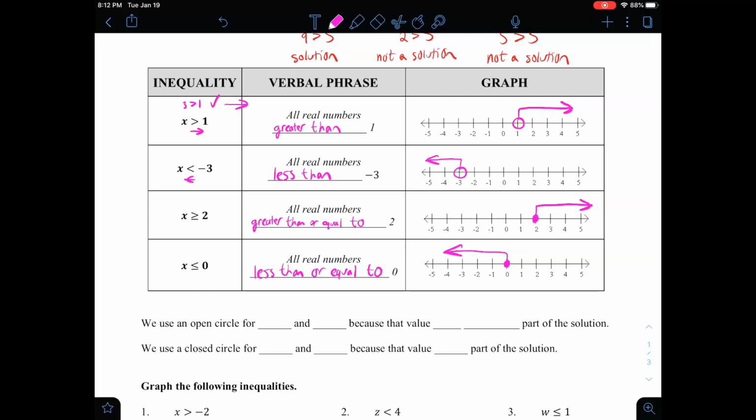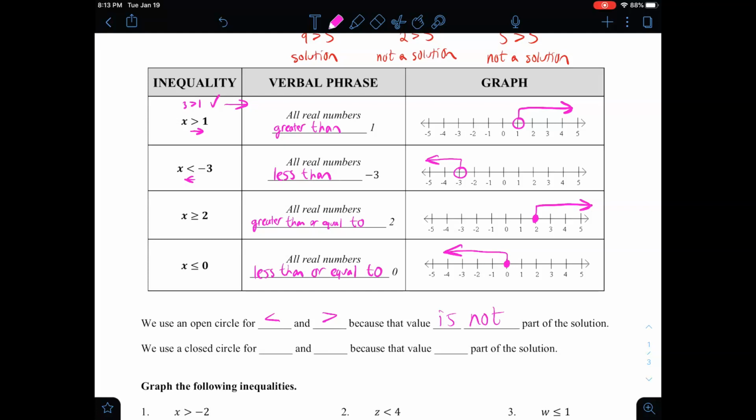Okay, now let's come back to why we use open or closed circles here. We use an open circle for less than and greater than because that value is not part of the solution. So remember what I said before. When we're doing this shading, all the numbers that are shaded, all the numbers between the integers, like negative 1.5, all those numbers are numbers that are less than or equal to 0, for example. So shading means they're part of the solution.